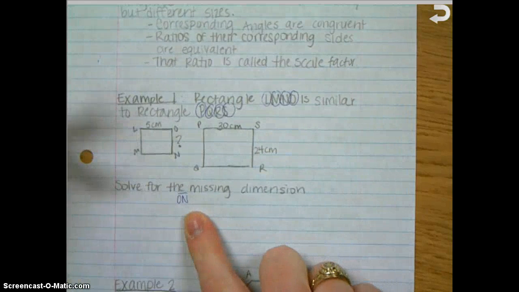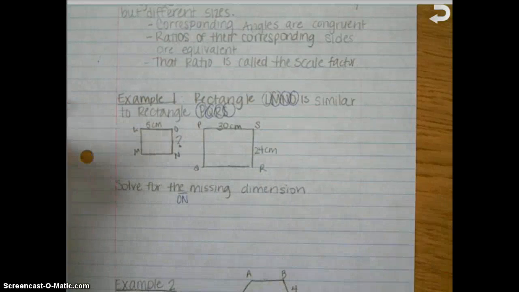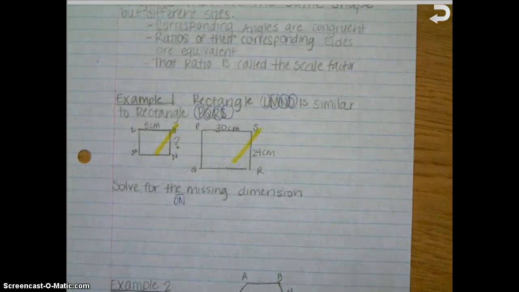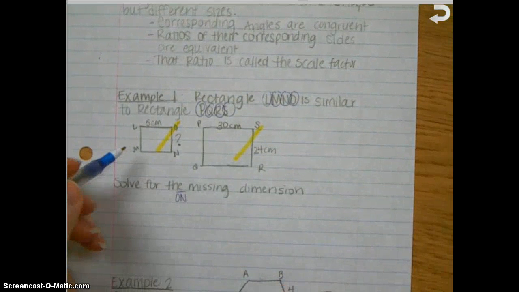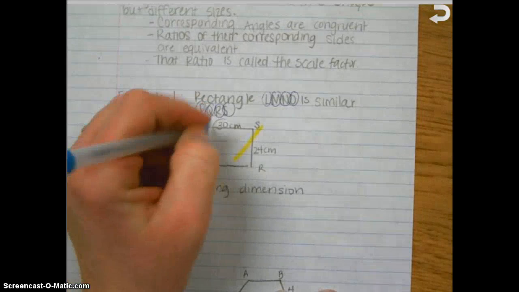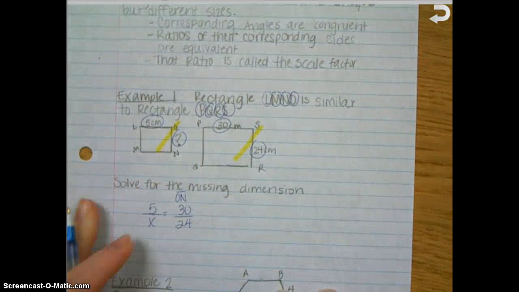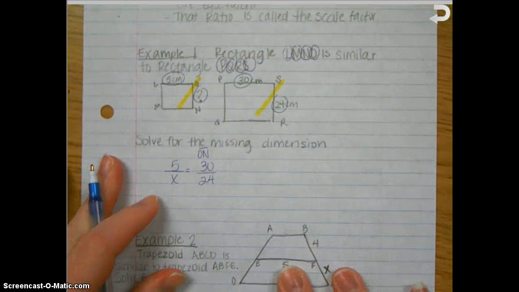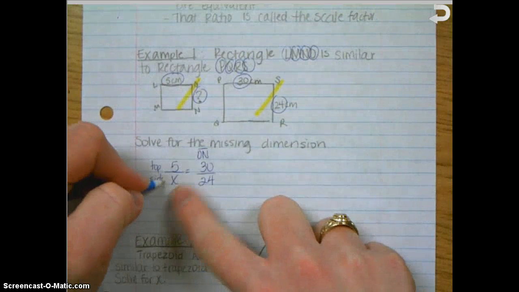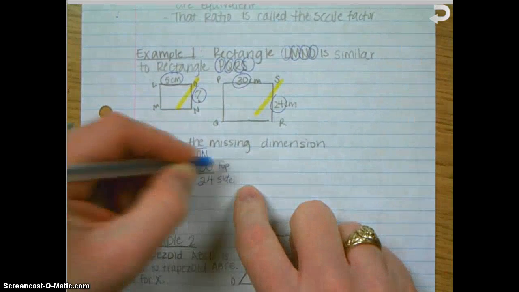Now, the easiest way for me to think about similar figures is that they're proportional. So what I always do is I just think of my figures as one big proportion. So now I can say 5 over x is equal to 30 over 24. And I have to make sure that when I do my proportion that it's corresponding. You notice 5 is the top, x is the side. 30 is the top, 24 is the side. Top side, top side. Very good.